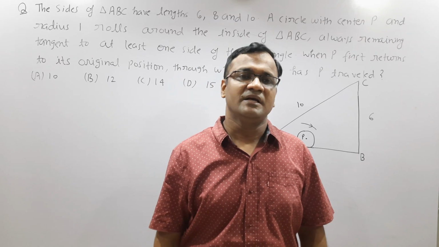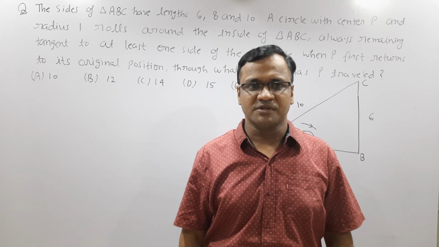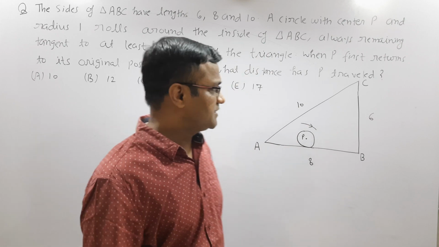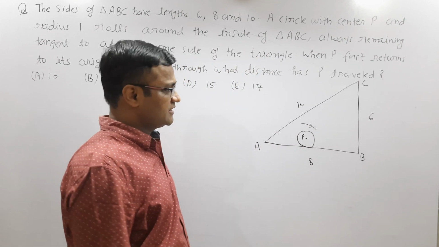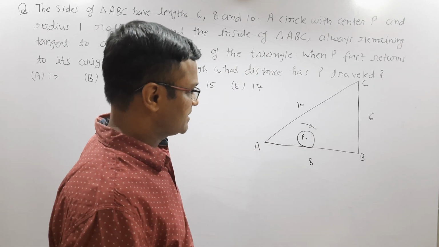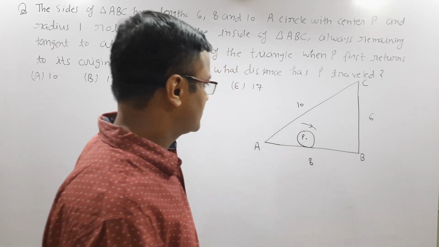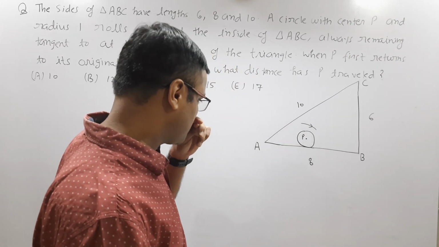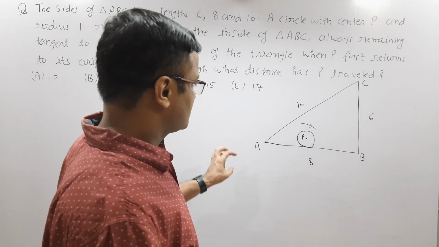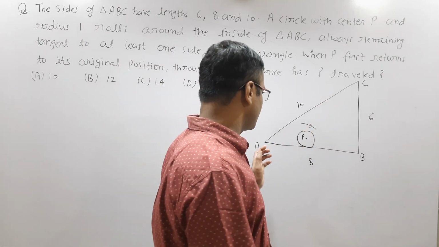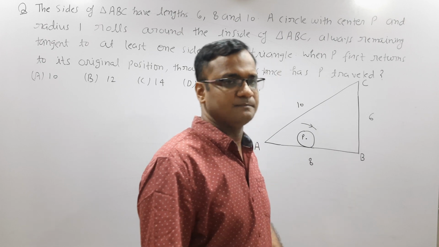Hello everyone. In this video, I am going to solve this nice geometry problem. As you can see, you are given a triangle ABC, which is obviously a right angle triangle because 6, 8, 10 is a Pythagorean triplet, and you are given a circle with center P and radius 1, which is rolling over the sides of the triangle ABC and lying inside the triangle.